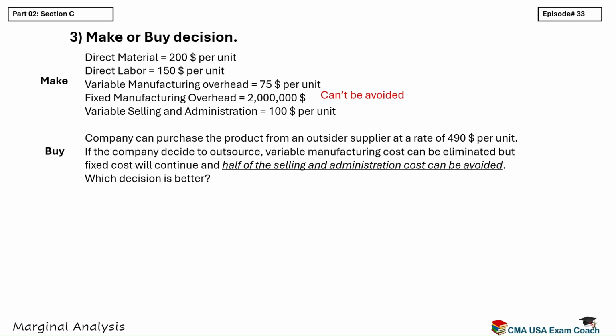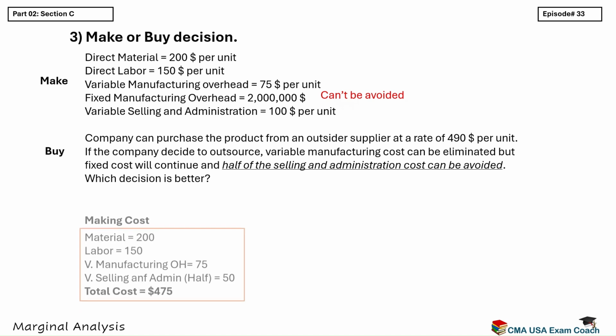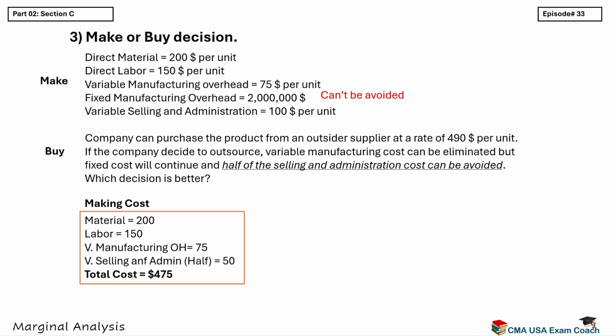So, when we calculate the cost of making the product internally, we add up the direct materials, labor, and variable overhead. That gives us $200 plus $150 plus $75, which is $425 per unit. Since half of the $100 selling and administration cost can be avoided by outsourcing, that means $50 per unit is avoidable and should be included in our calculation. So, adding that $50, the total relevant cost of making the product internally is $475 per unit.